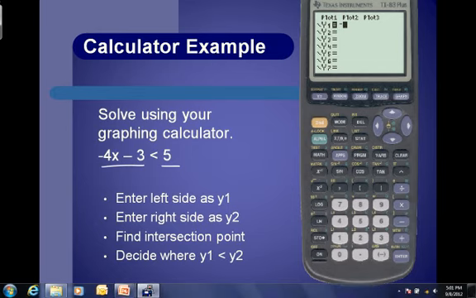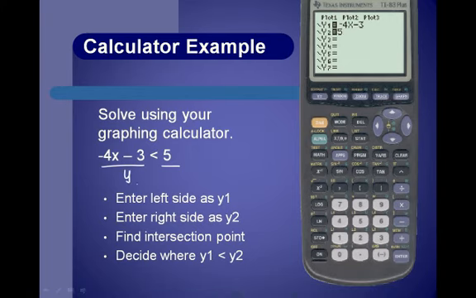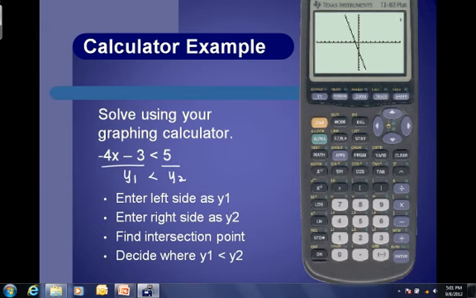So the left side would be negative 4x minus 3, and the right side would just be 5. Now notice, we want to find where y1 is less than y2. So we're going to go into graph. There's y1, there's y2. First thing we need is this intersection point.